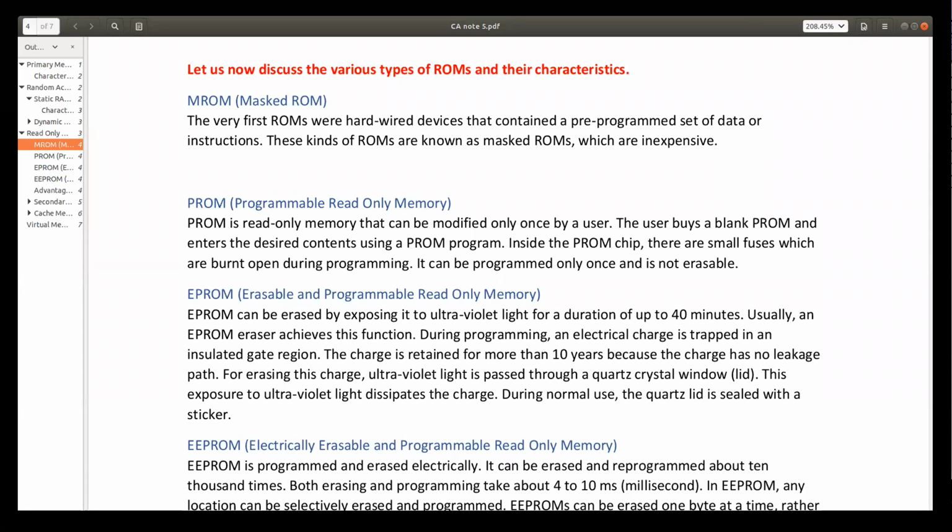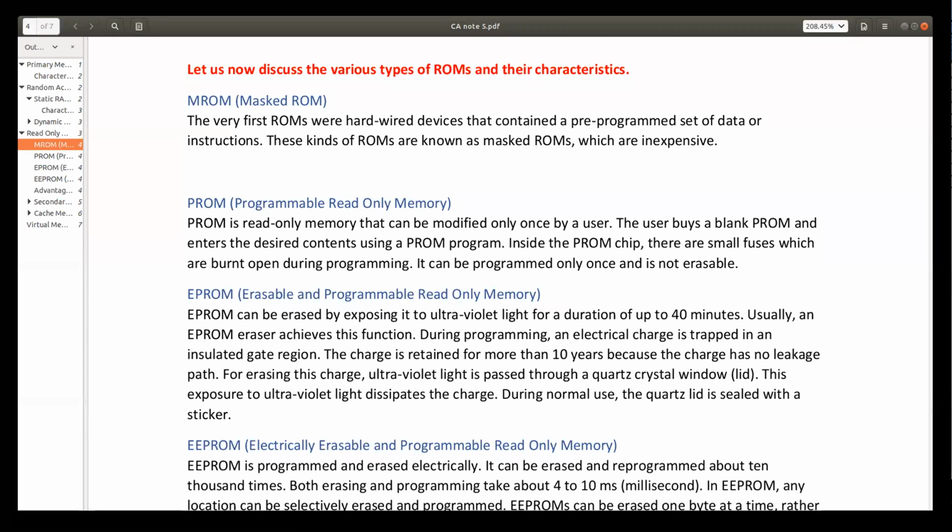Now, this kind of ROMs were actually hardware devices that contain some pre-programmed set of data or instructions, and these kind of ROMs were cheap, that means inexpensive, the cost was lesser. So this is a type of ROM known as masked ROM, which we don't generally use nowadays.